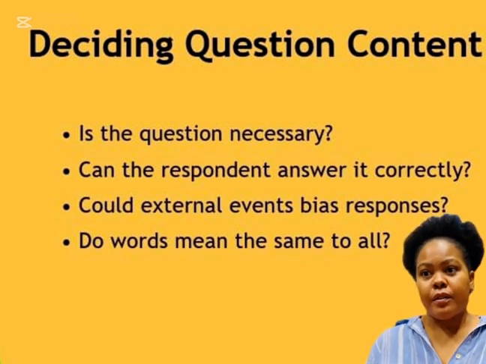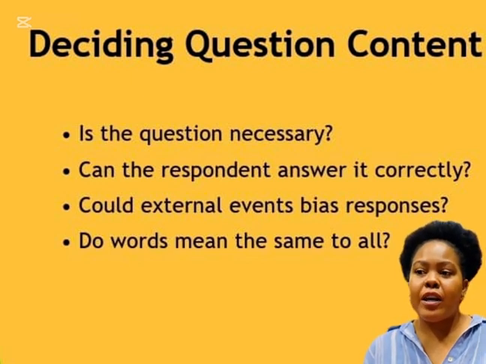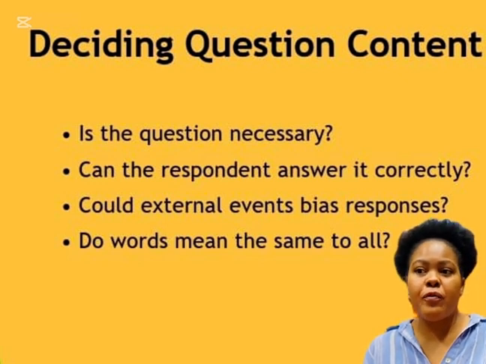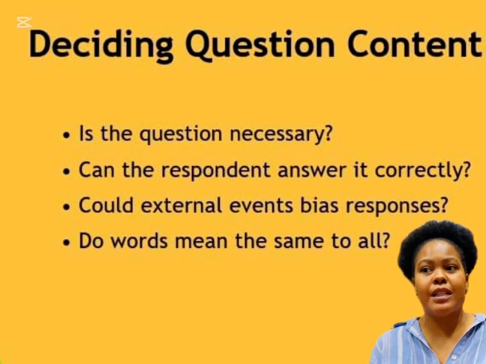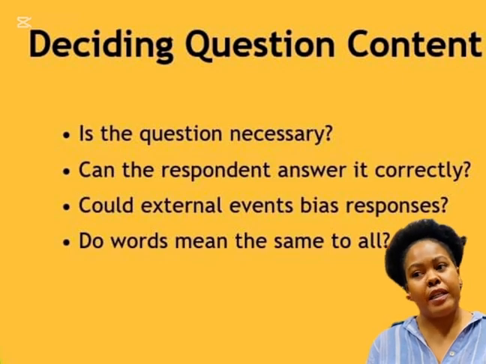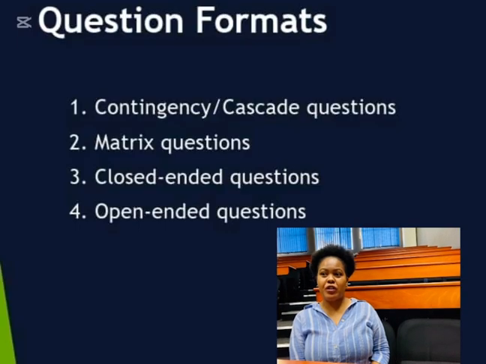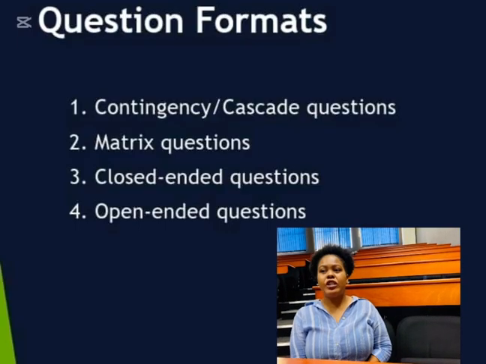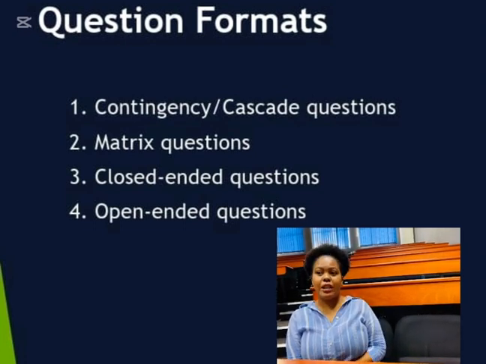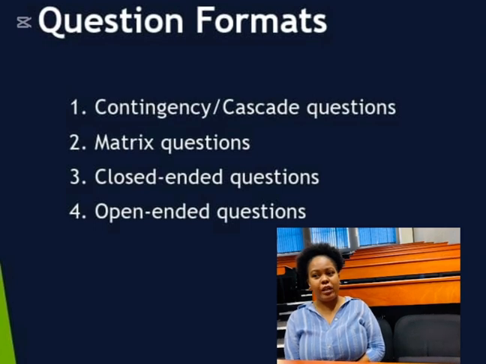For example, how many members are there in your family? There is room for ambiguity in such a question, since it is open to interpretation as to whether one is speaking of the immediate or extended family. Developing the question wording involves contingency questions, matrix questions, close-ended questions, and open-ended questions.